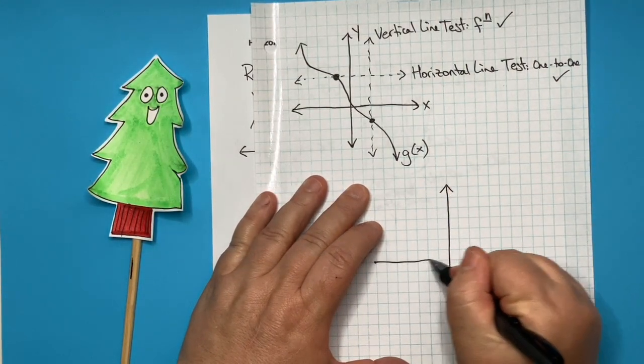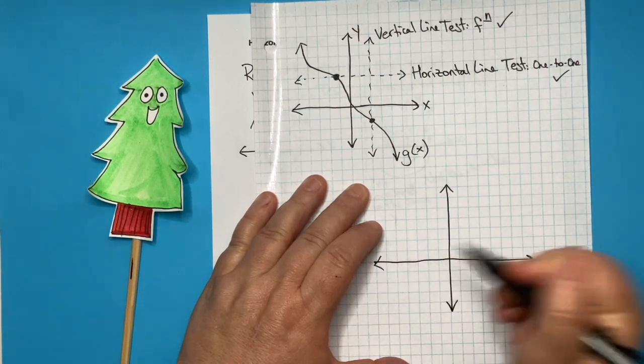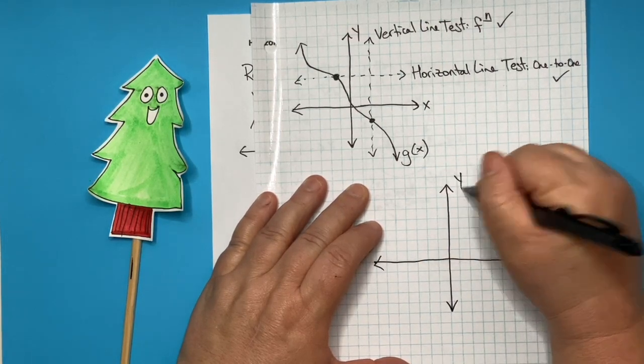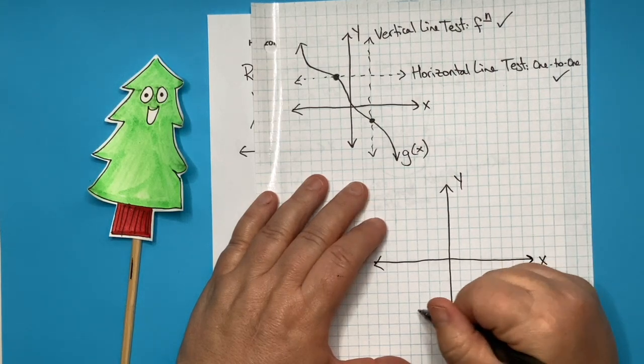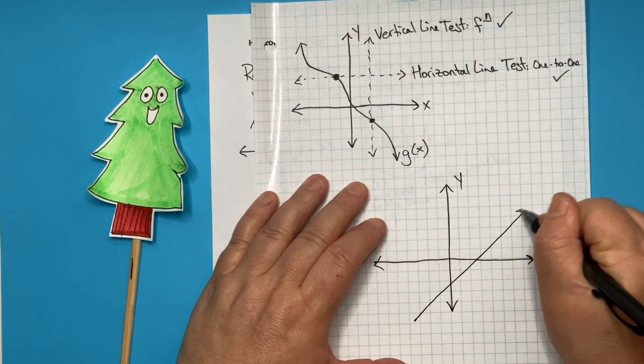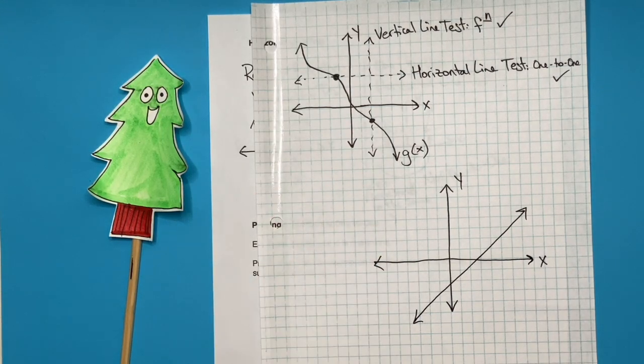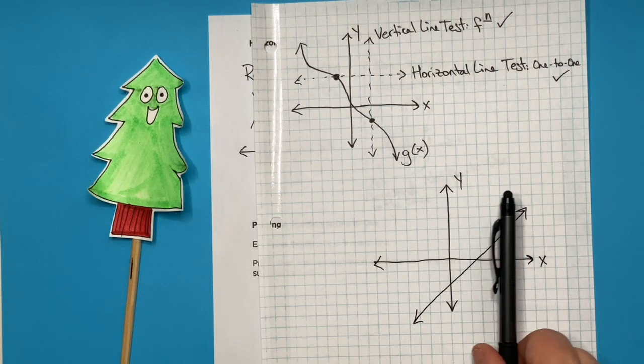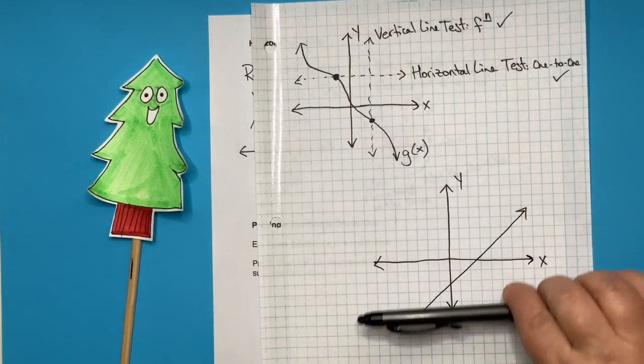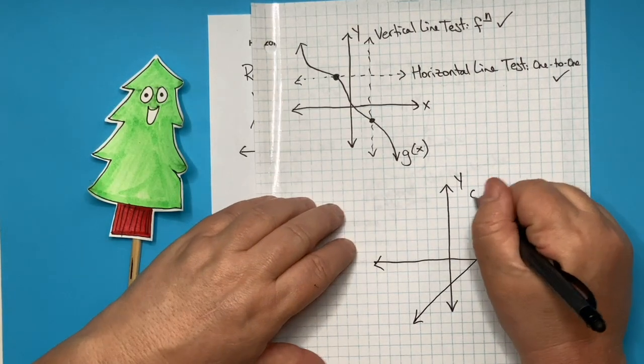I claim, and I'm not going to say it's a boring line, but I could pick an increasing line like that. That passes both the vertical line test and the horizontal line test. This is a one-to-one function.